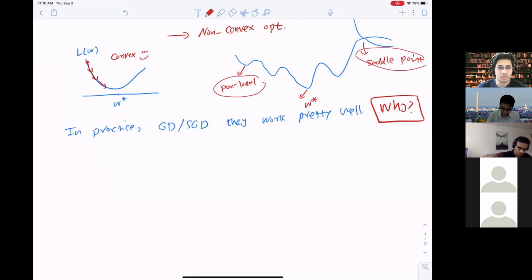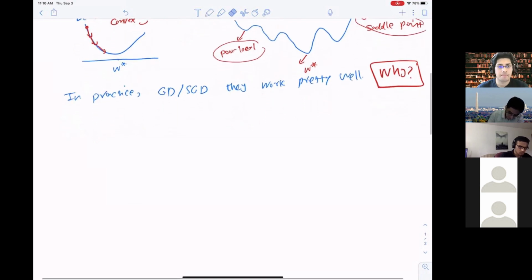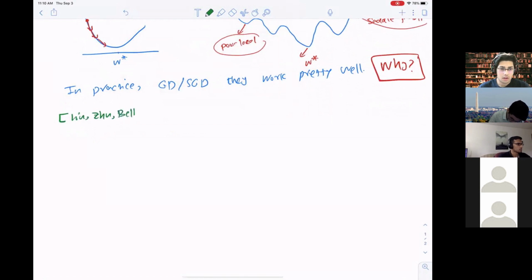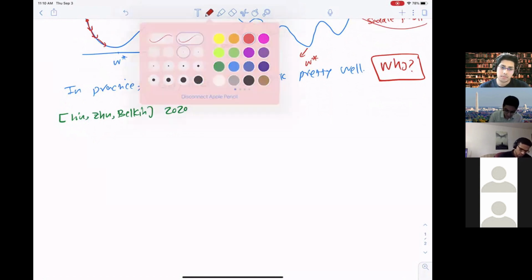All right, so today I'm going to mainly talk about the recent work by Liu, Zhu, and Belkin. It's a very recent work. I think the draft was on arXiv in February 2020. So we posted the paper on the course webpage. I'll follow some part of the paper during this lecture. So let's start with some intuition.